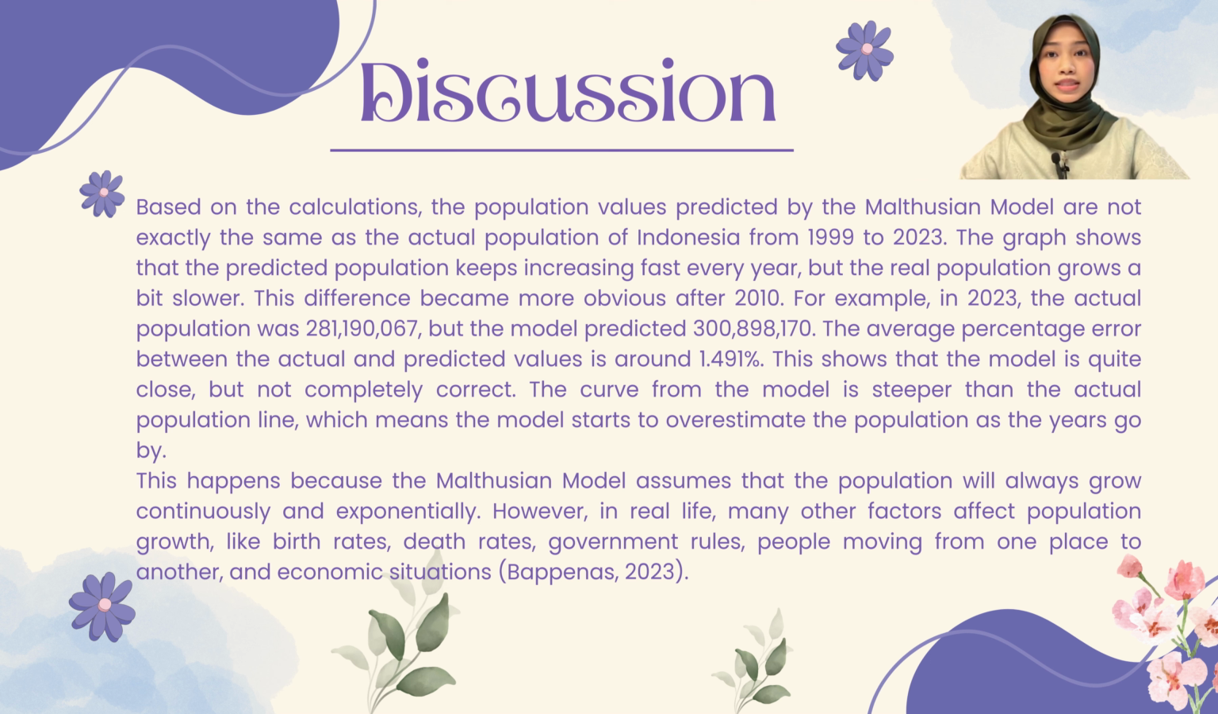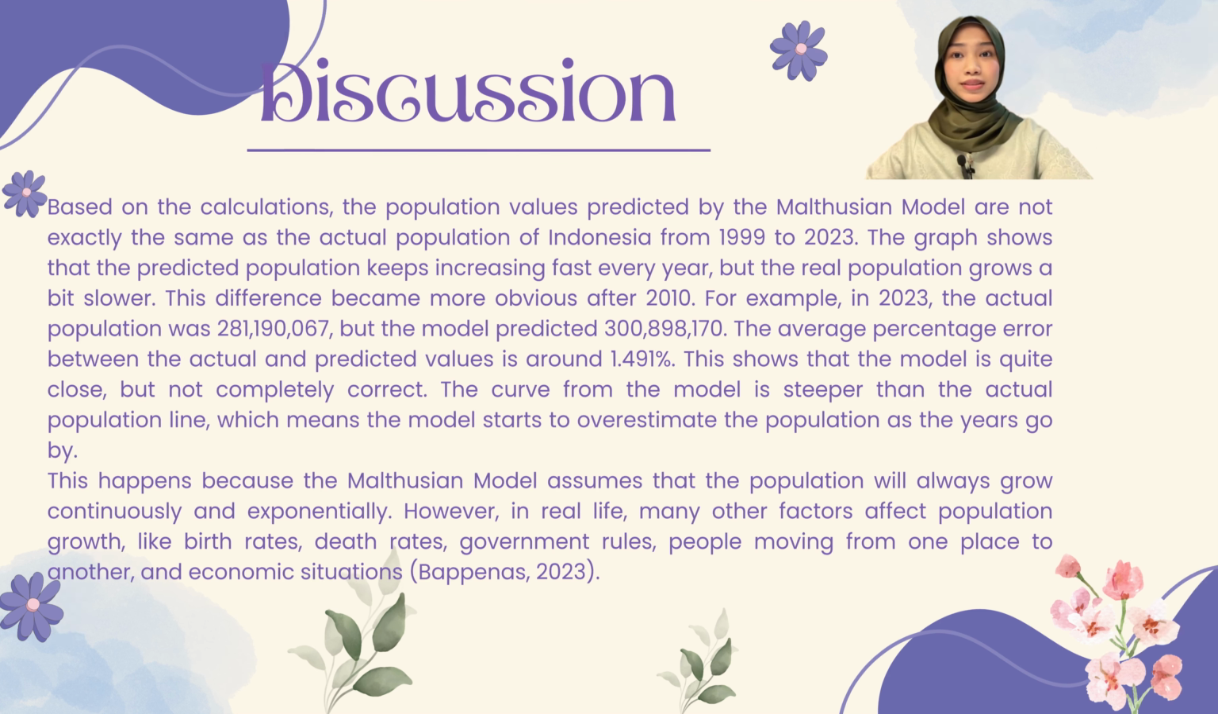The curve from the model is steeper than the actual population line, which means the model starts to overestimate the population as the years go by. This happens because the multi-scene model assumes that the population will always grow continuously and exponentially. However, in real life, many other factors affect population growth, like birth rates, death rates, government rules, people moving from one place to another, and economic situations.